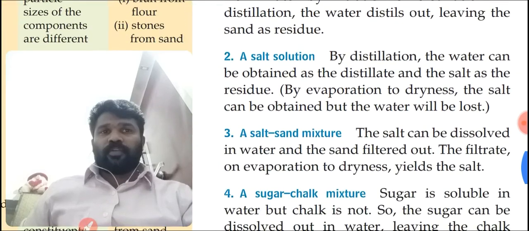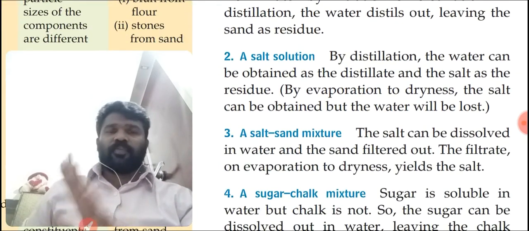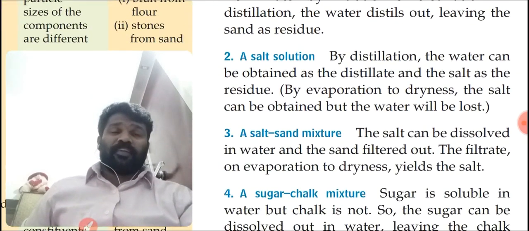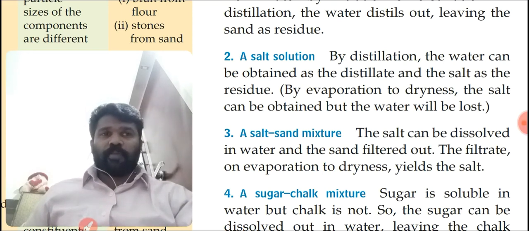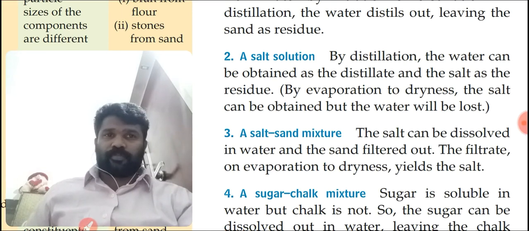Now, a salt solution, many times we have discussed. By distillation, the water can be obtained as the distillate and the salt as the residue. By evaporation to dryness, the salt can be obtained, but the water will be lost. In those cases, we have to use distillation again.